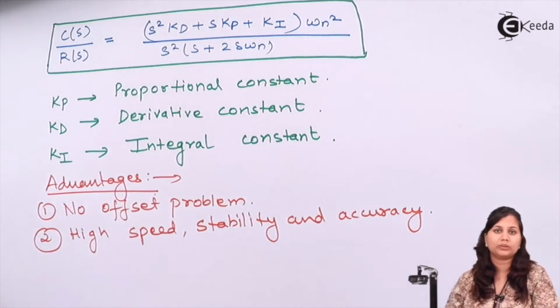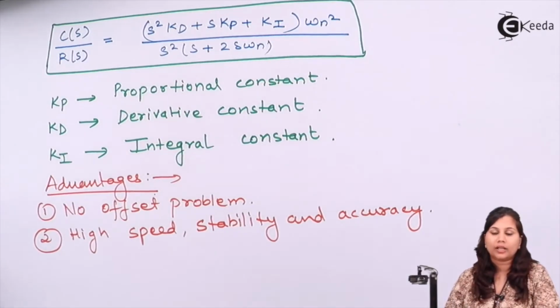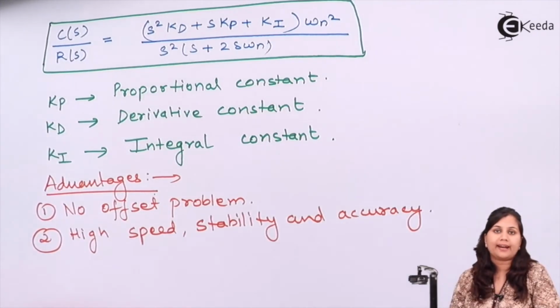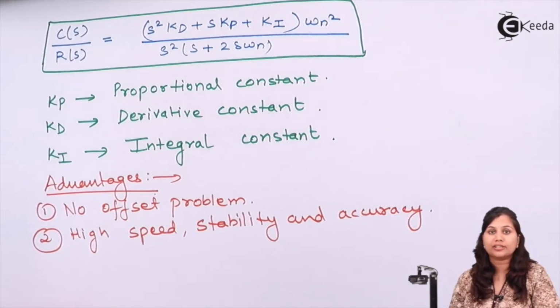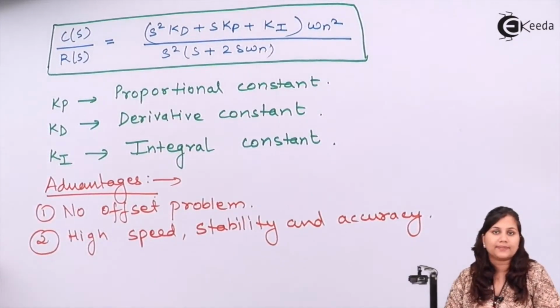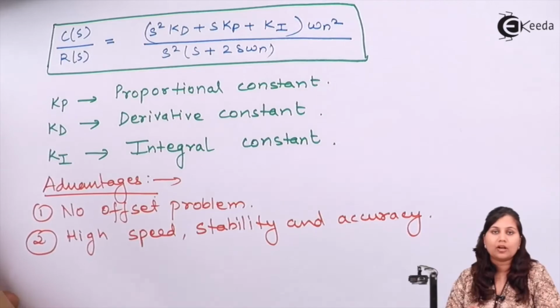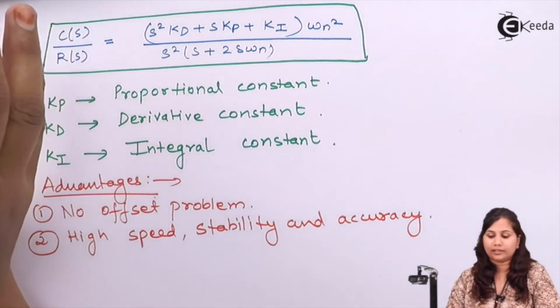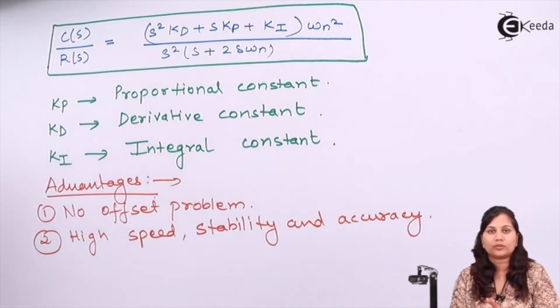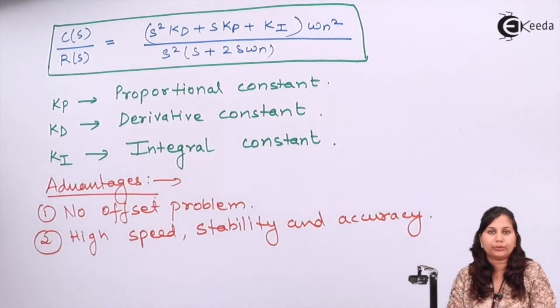So this is all about the analog controllers. Now let us study the digital controllers. Digital controllers, they are having the function as a digital function. Now here in the analog controllers, we are using the S domain. So in the digital controller, the function of the controllers will be the same, like there also we are having the proportional controller, derivative and integral controller.